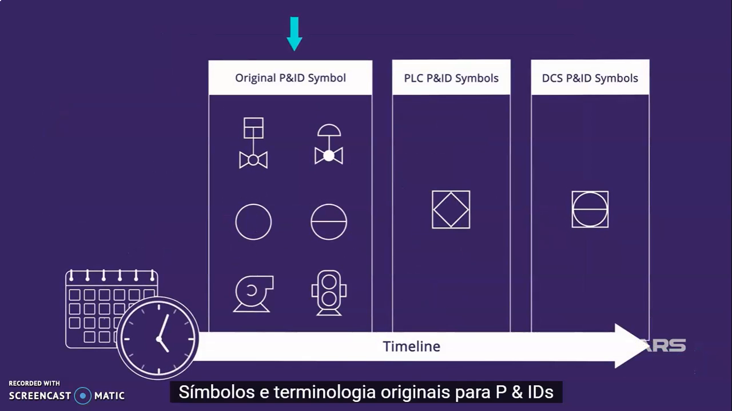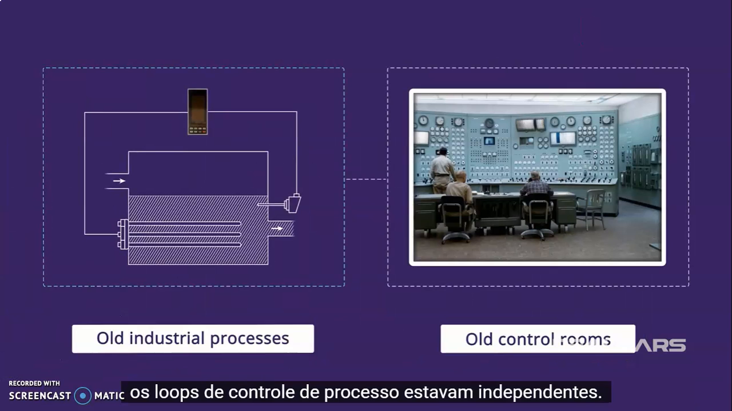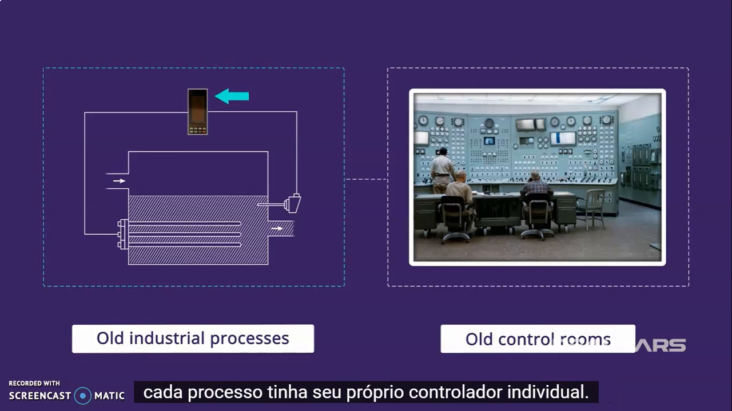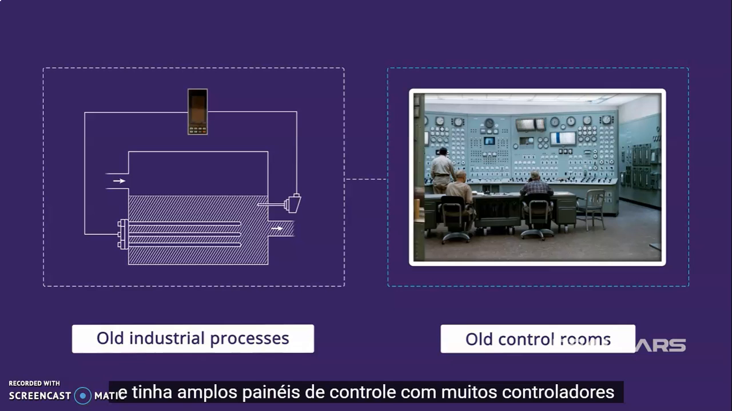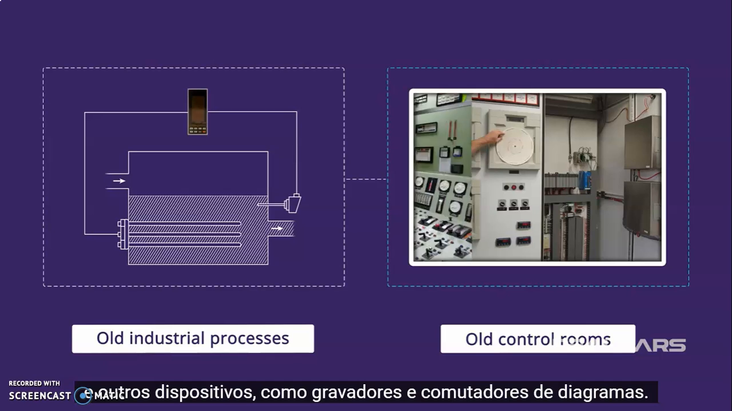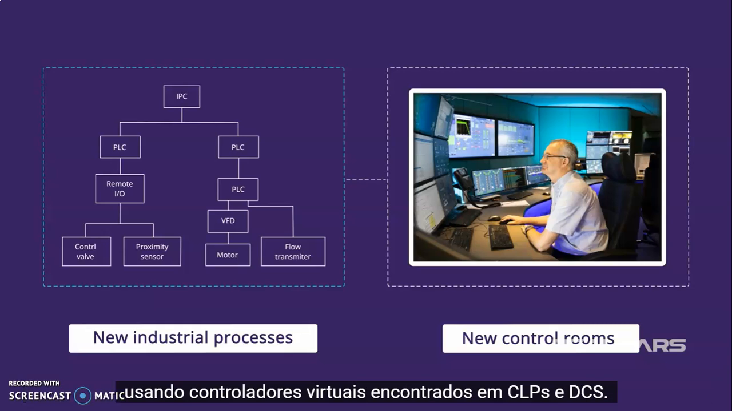Original symbols and terminology for P&IDs were created long before the introduction of PLCs and DCSs in plant control. Before computers came along, process control loops were standalone. In other words, each process had its own individual control loop. Control loops were massive. They had sprawling control panels with lots of controllers and other devices, such as strip chart recorders and switches. Today's industrial processes are controlled by computerized systems using virtual controllers found in PLCs and DCSs.